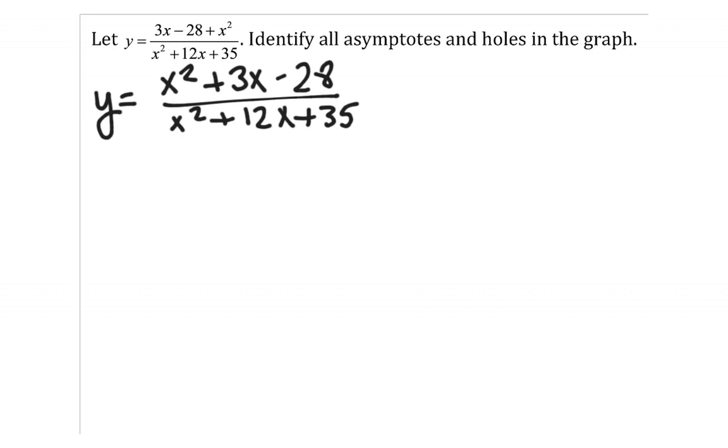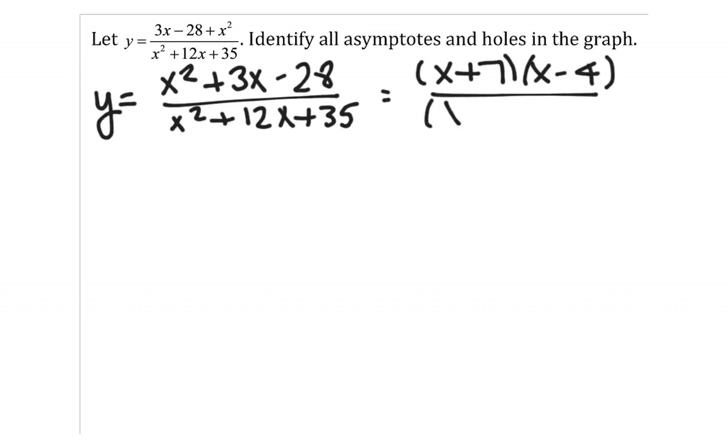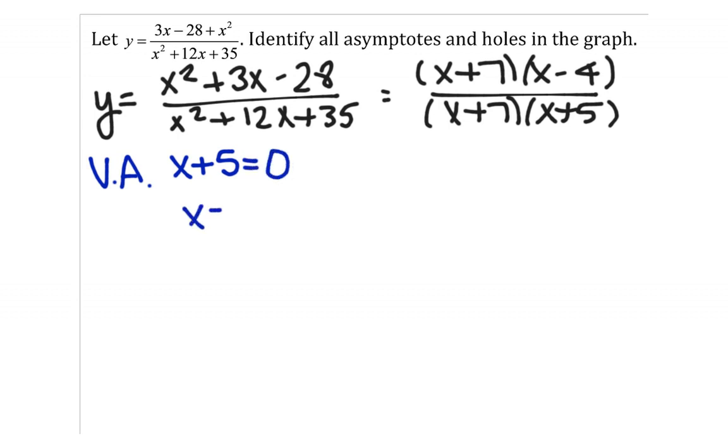I do want to go ahead and factor this, and that's going to factor into x plus 7 times x minus 4 over x plus 7 times x plus 5. We're going to do our vertical asymptotes first. That is a factor of the denominator only, and that factor is x plus 5. Set it equal to 0, solve for x, and we get x is equal to negative 5 is my vertical asymptote.